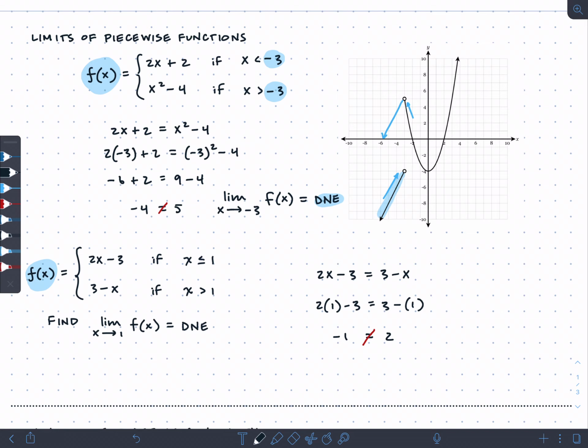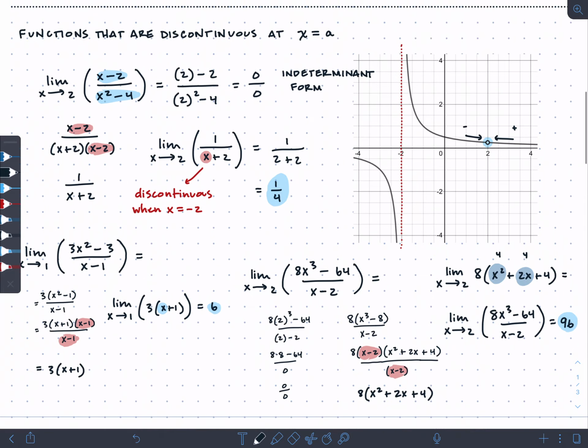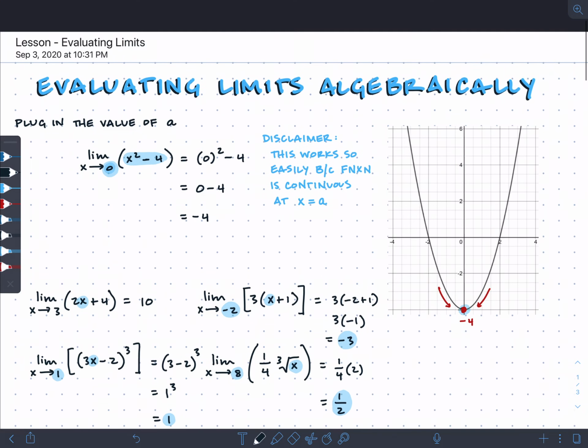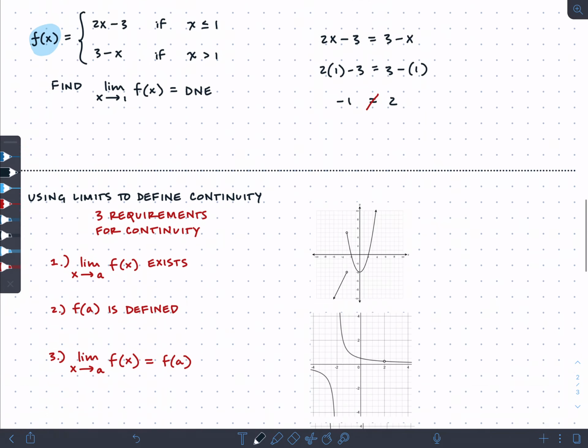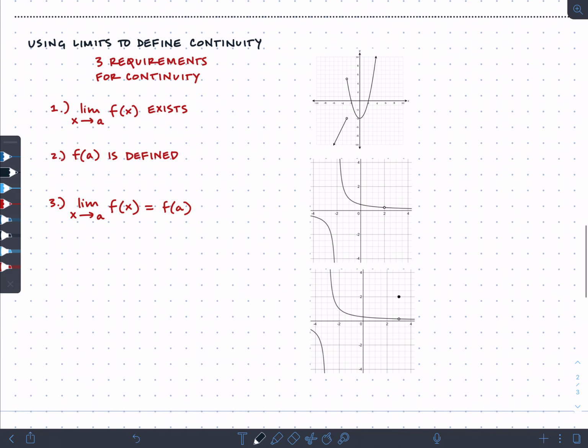Okay? So we've looked at a few limits. We have some discontinuous limits. We have some continuous limits. And now we want to talk about how we can use limits to determine what type of continuity or discontinuity a function has. So this should really say using limits to define continuity and discontinuity.